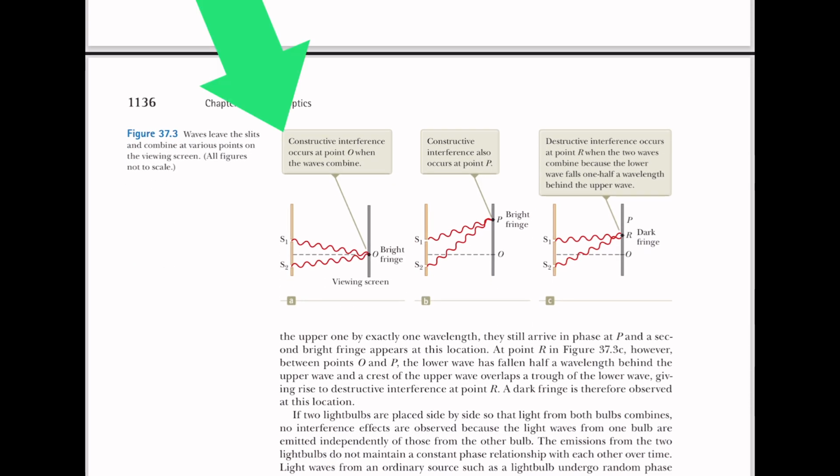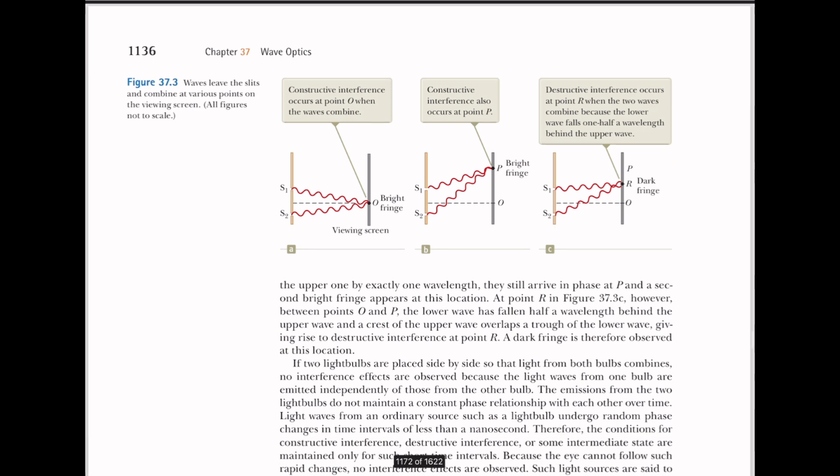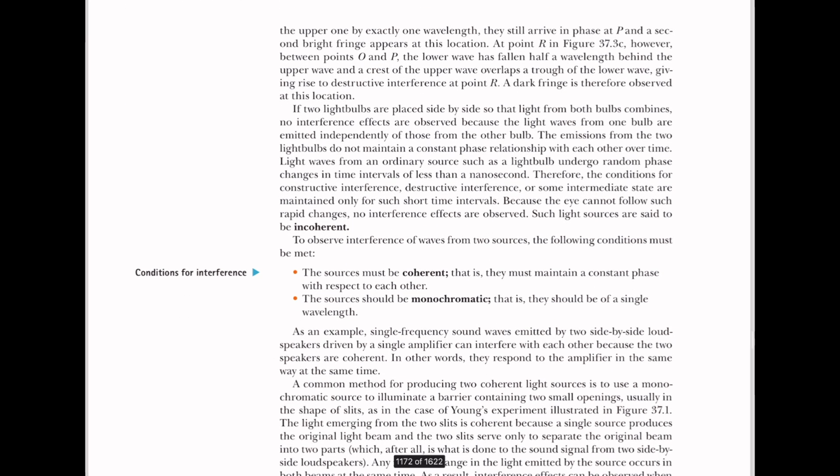Constructive interference occurs at point O when the waves combine. Constructive interference also occurs at point P. Destructive interference occurs at point R when the two waves combine because the lower wave falls 1/2 a wavelength behind the upper wave. Pretty cool. This is a lot of stuff to read here, and I have 4 minutes 30 seconds.